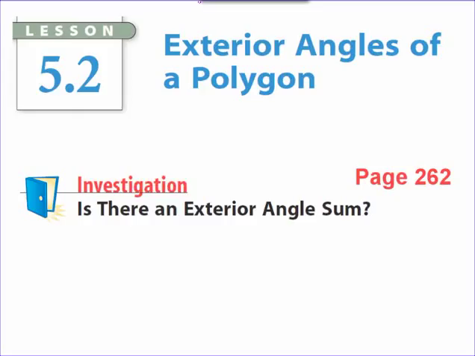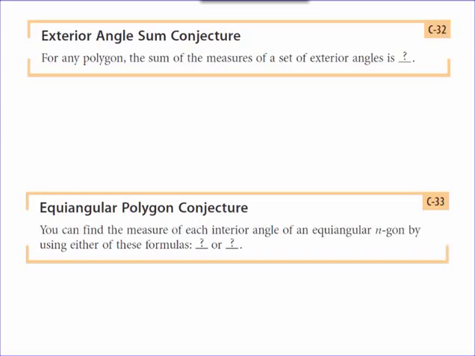Okay, so what we're going to do is look at the results of your investigation. You went ahead and completed the investigation on page 262. You should have noticed a few things. The first thing, for any polygon, so that means any sided figure, the sum of the measures of a set of exterior angles is what?